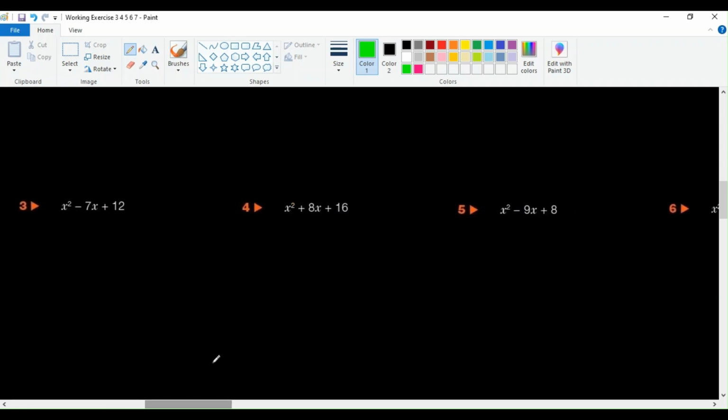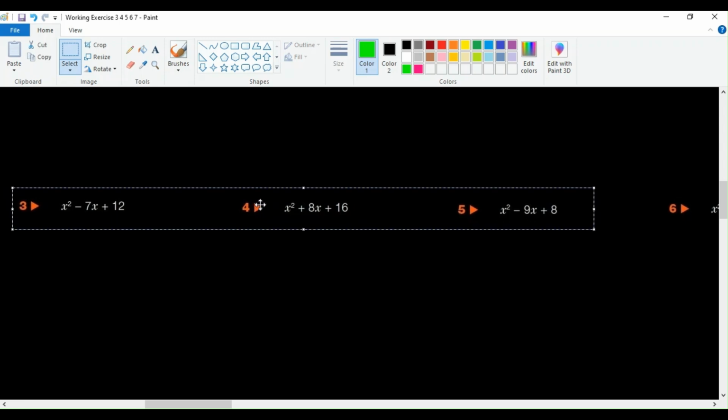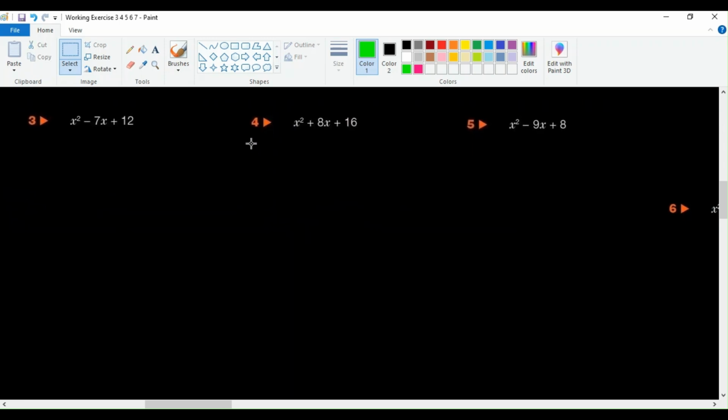Moving on to question number 3, I will just pull these three guys together up here. And now I know very well that the factors of 12 are 3 and 4, and minus 3 and minus 4 gives us minus 7. So I will write first and the last one as it is, no change. Minus 3x and minus 4x gives us minus 7x.